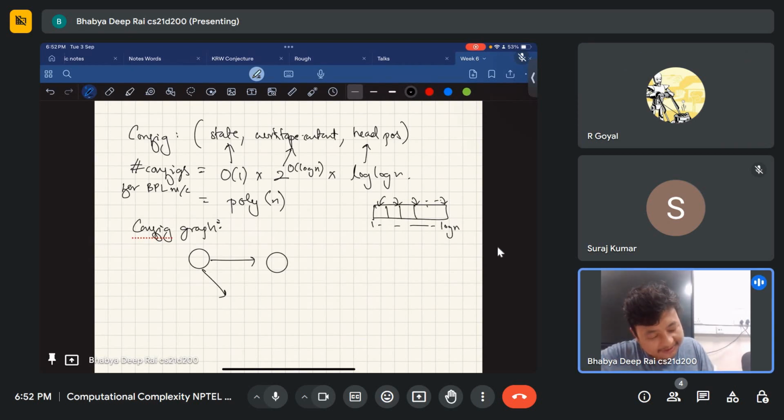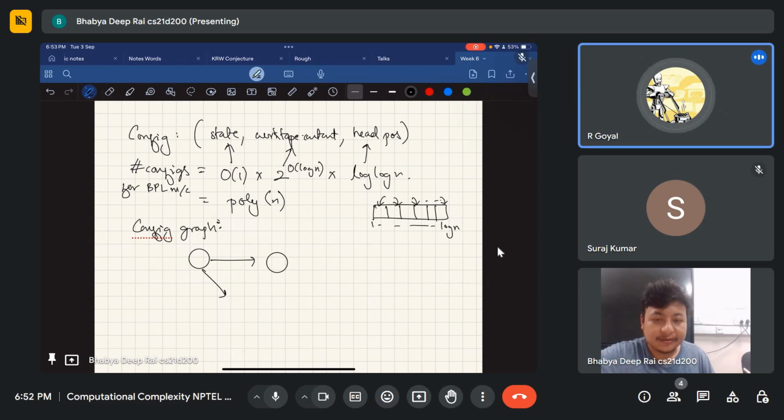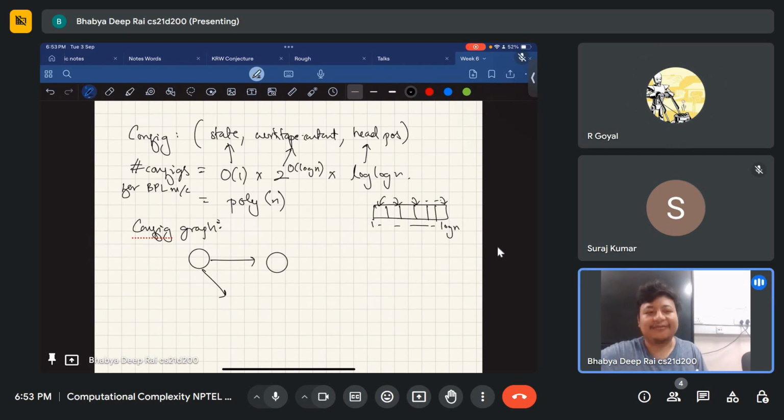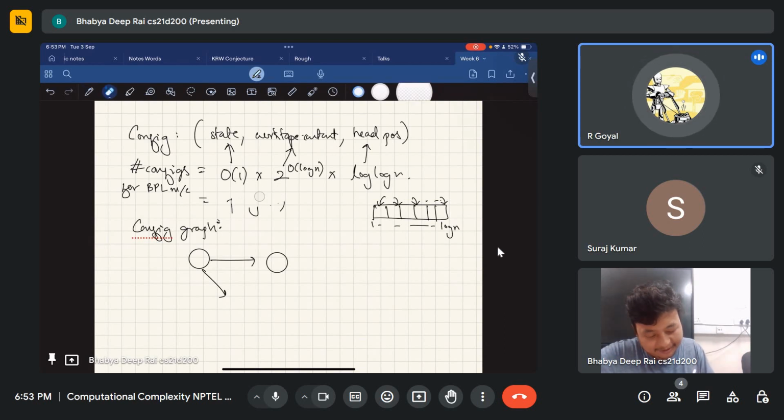So there are log n many cells, and to index into a cell and number it, I'll need log of log n. So how did this quantity come out to be a polynomial of n? It is some polynomial. I'm not specifying what the polynomial is. But how did it come?